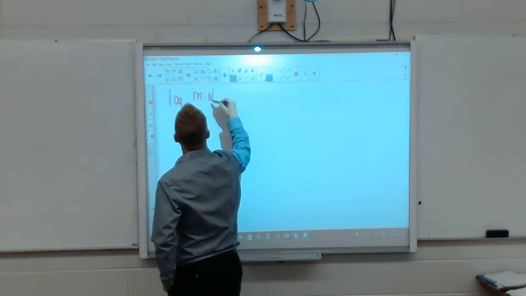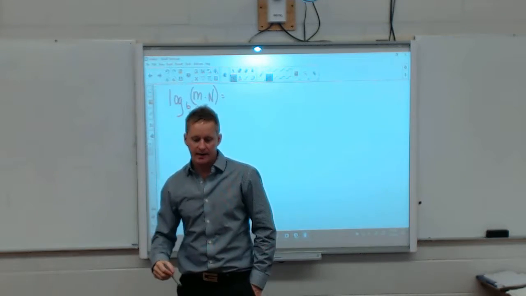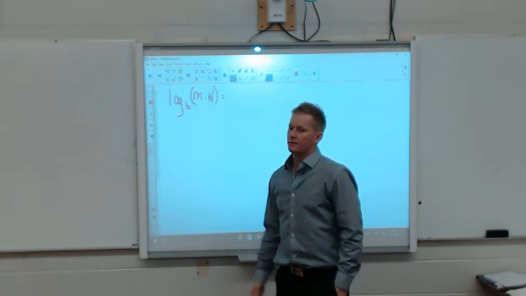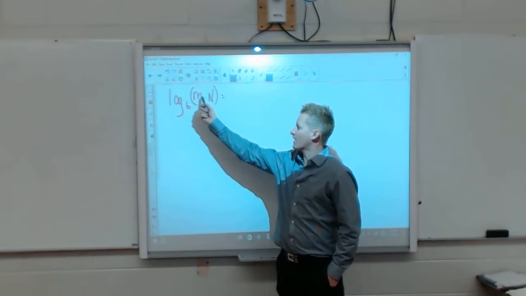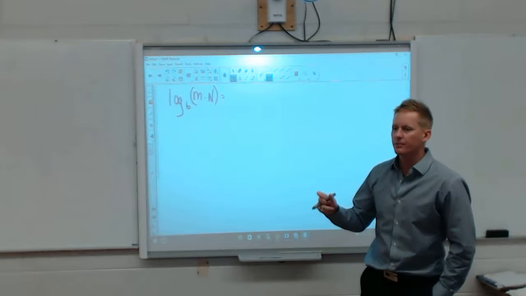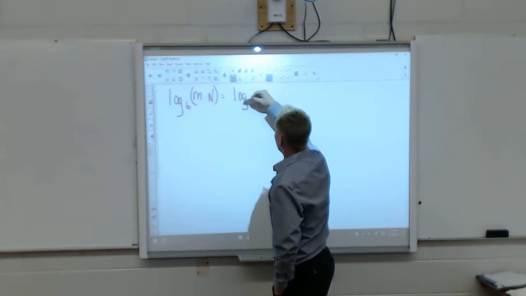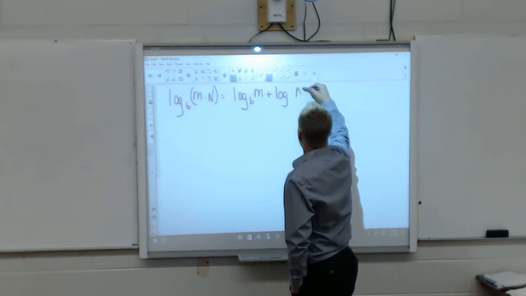When I have log base b of (mn), and I suggest you use brackets for this. They don't use them, but I'm going to suggest that you do, because to me it looks wrong. If I read this without the brackets, it would be the log of m to the base b, times n. When you multiply in here, that is the same as saying the log of m to the base b plus the log of n to the base b.